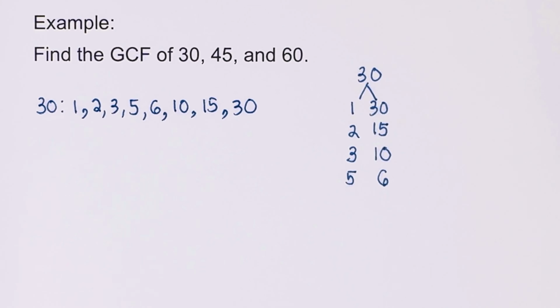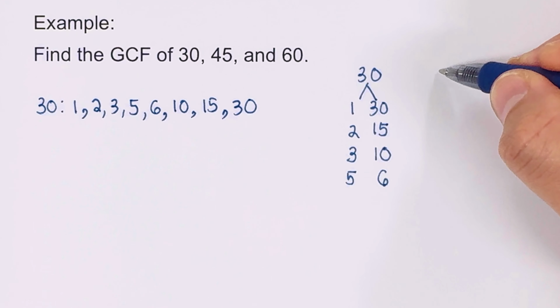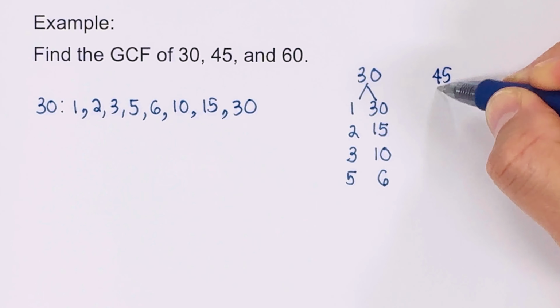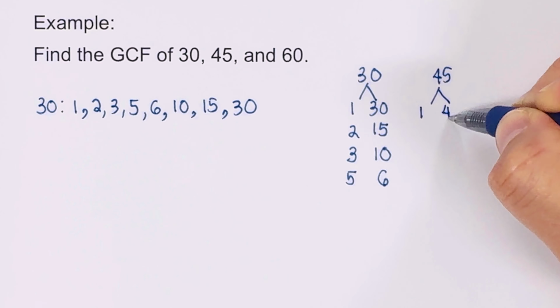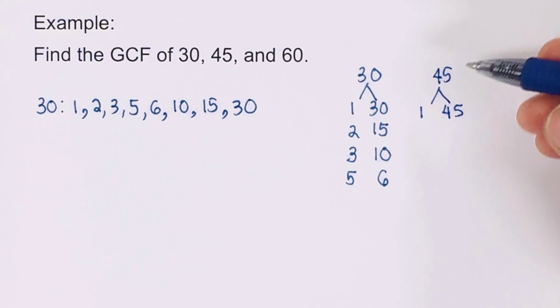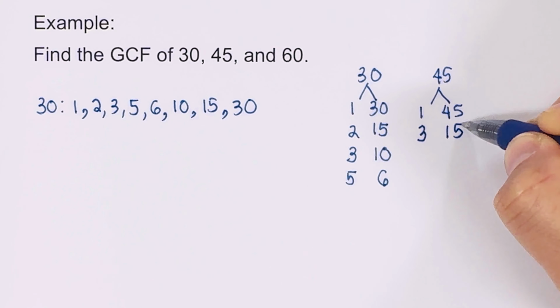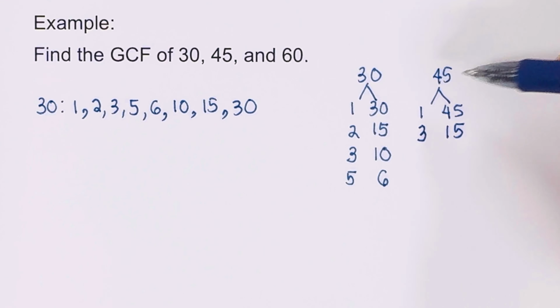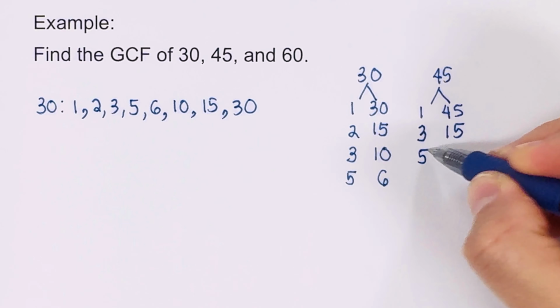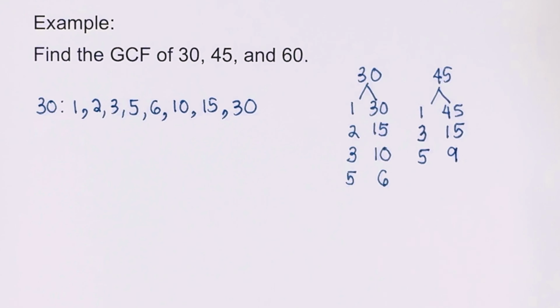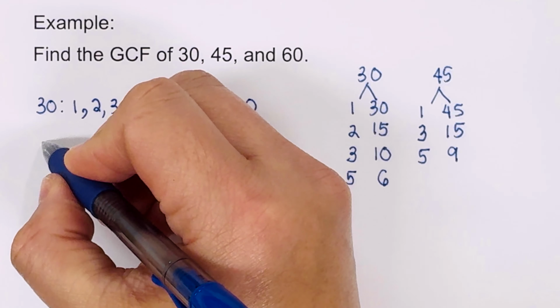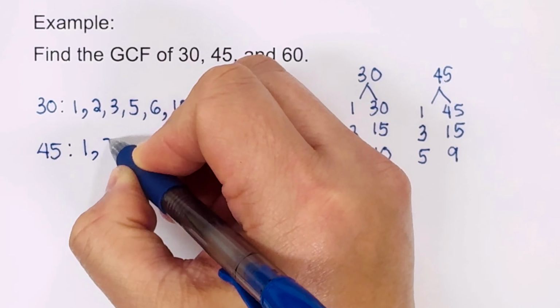Now, I will find the factors of 45. So again, we always start with 1 times 45. 2 doesn't work with 45. 3 works with 45. So that would be 3 times 15. 4 doesn't work with 45. 5 works with 45. That is 5 times 9. 6 doesn't work. 7 doesn't work. 8 doesn't work. 9 works. And so these are the factors of 45. So I will write that down here.